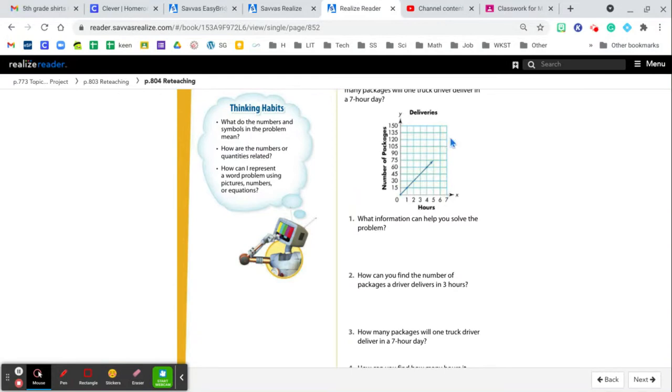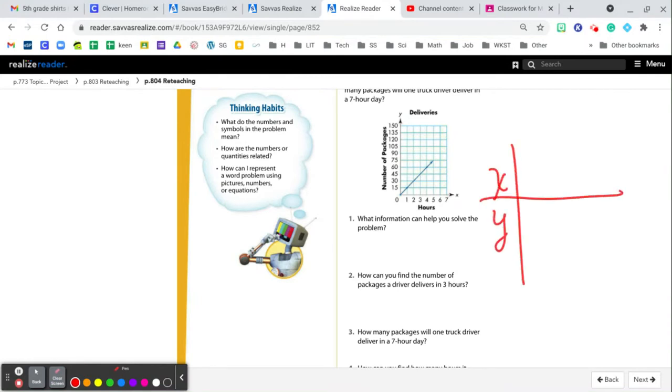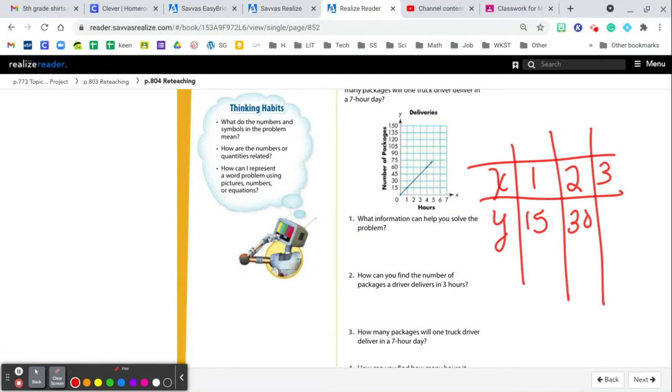You can also create a table of the values. In 1 hour, there's 15 packages. At the second hour, they're at 30 packages. In the third hour, they're at 45 packages. If you look at the data that's already there, in the fourth hour, they're at 60 packages. So when X increases by 1, Y is going to increase by 15.